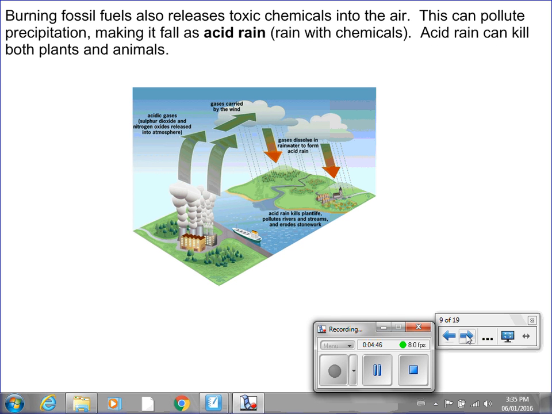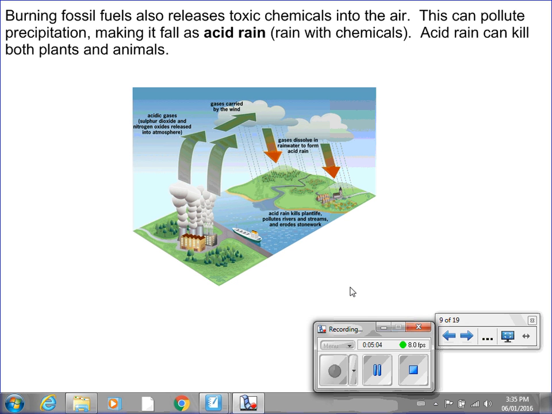Burning fossil fuels also releases toxic chemicals into the air. This can pollute precipitation, making it fall as acid rain. That's rain with chemicals. Acid rain can kill both plants and animals.